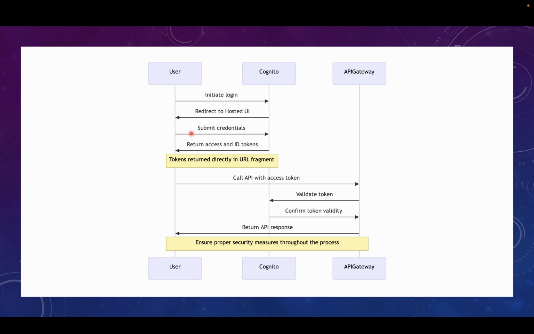The user submits their credentials through the hosted UI and Cognito handles the authentication. In this case, the user will submit a username and password. And then Cognito will return access and ID tokens. Upon successful authentication, Cognito issues access and ID tokens.